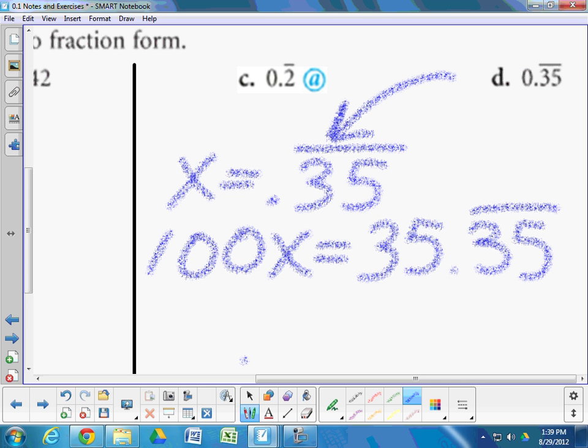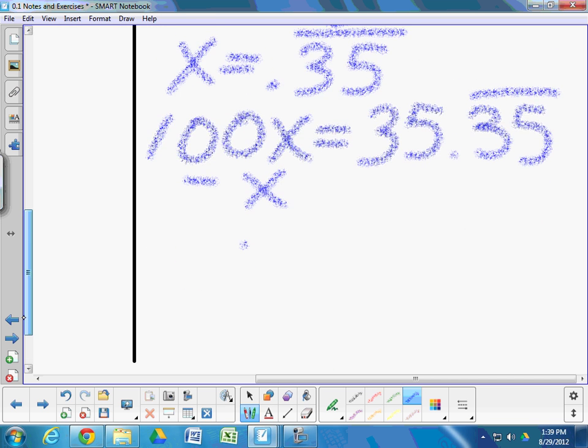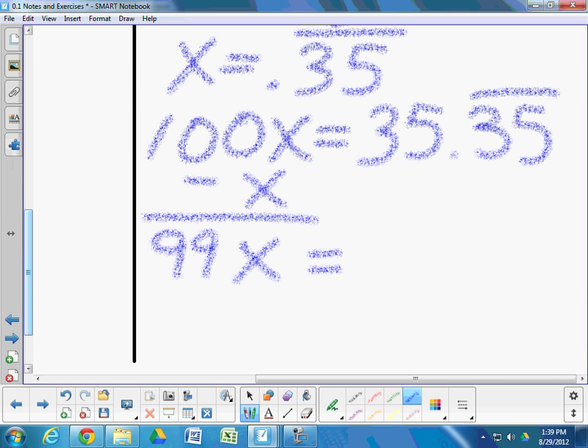This time when you subtract that from both sides, you subtract your original equation from both sides, you're going to take away x from 100x to get what? 99x equals 35.35. We're taking away the repeating part. That's our whole goal, is to get the repeating part to disappear. And it leaves us with 35.